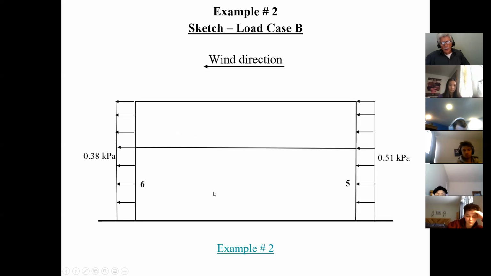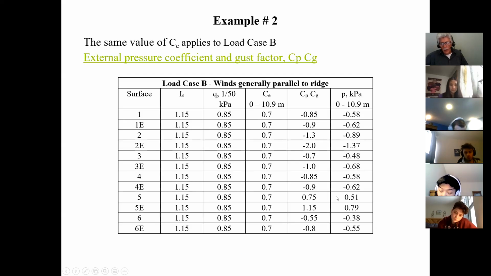And then here you would show a wind direction, because here 5 is on the windward side and 6 is on the leeward side. Therefore, you have to show the direction of the wind, and I expect you to show me that. And here you show it as a pressure. And of course, if we go back, okay, 5 is positive, it's a pressure. 6 is negative, it's a suction. And that's how I know whether it's a pressure or suction.